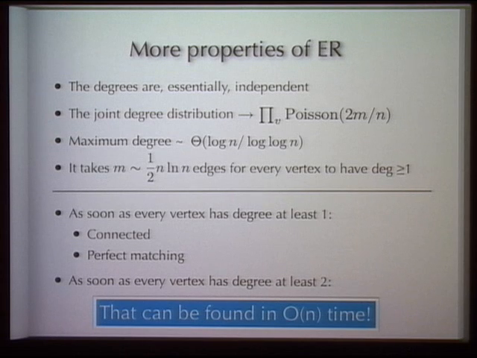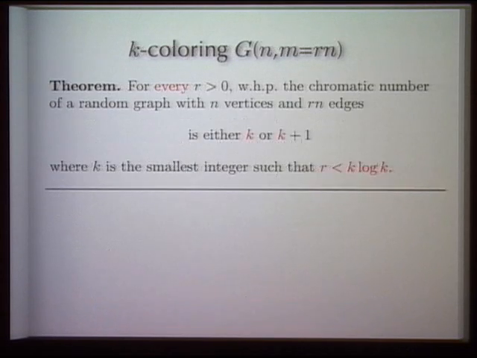Now, here's another theorem that gives you an idea of the level of control that we have by now on random graphs. It says if you have G(n, m), so you have some constant times n number of edges, then we can say what the chromatic number of this graph is going to be with very high accuracy. It's one of two consecutive integers.